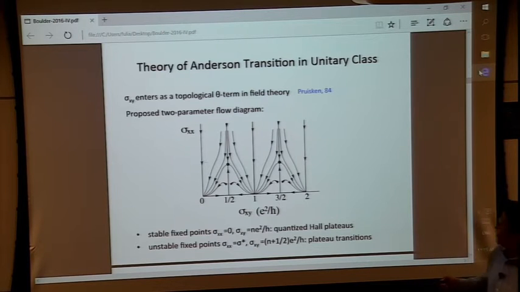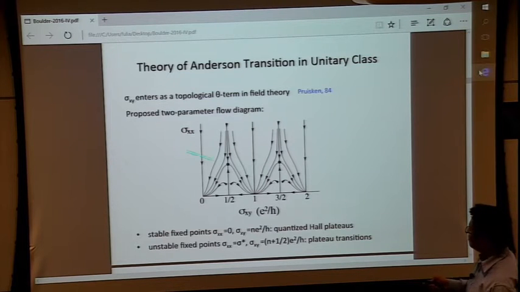One is the longitudinal conductance, just like the case for the time reversal invariant non-spin orbit coupled class. But in addition, in this time reversal breaking symmetry class, the system generally can have a non-zero sigma xy, a non-zero Hall conductance. So now, this is a proposed two-parameter flow diagram by Pruisken in the 1980s.